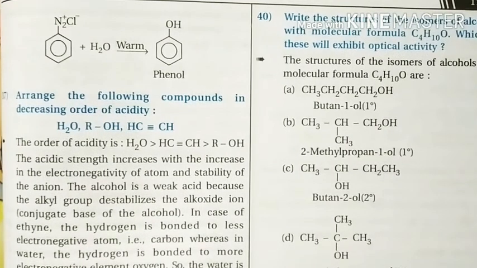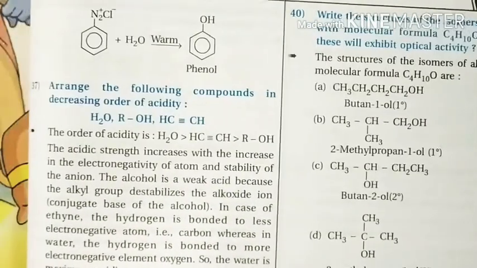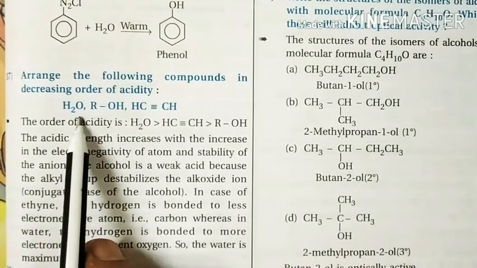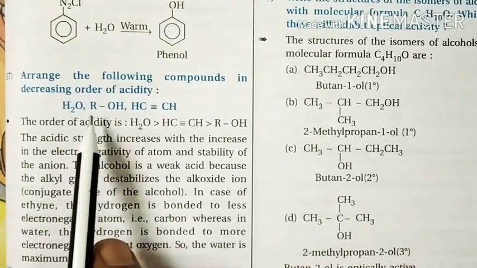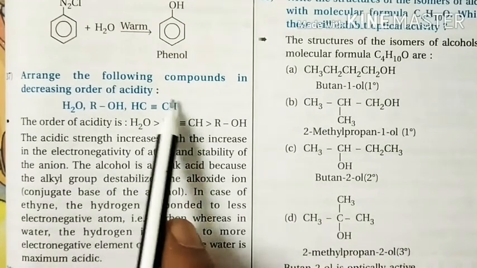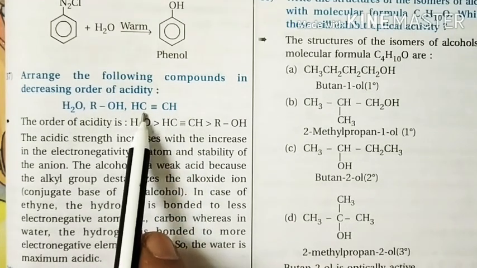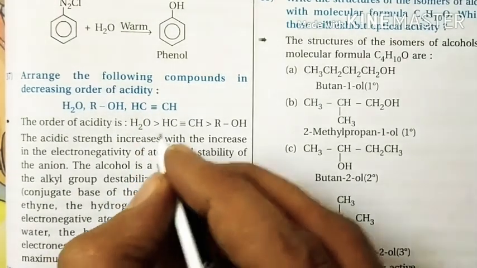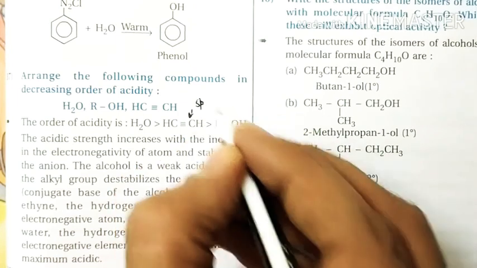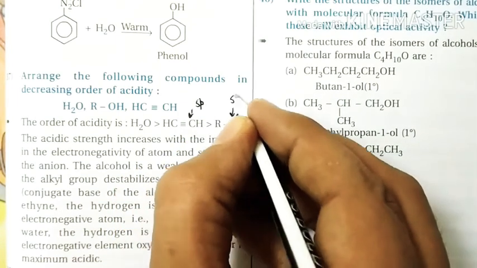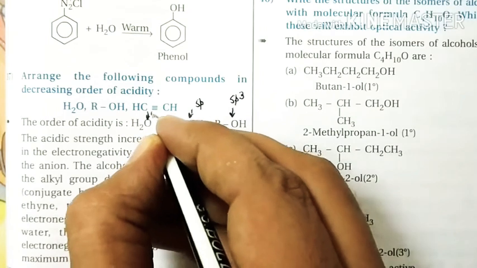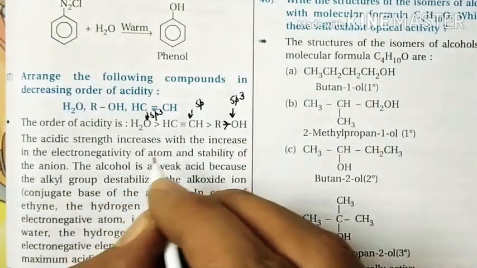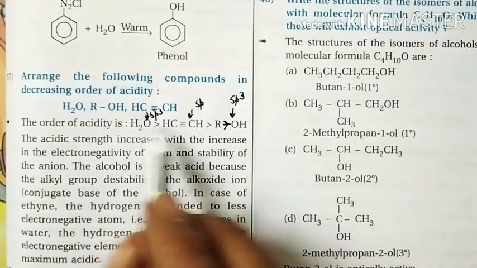Next one, arrange the following compounds in decreasing order of acidity. What is given? H2O, HOH, ROH. We know that compared to water and alcohol, acetylene is quite acidic, because here the carbon is sp hybridized. Here O is sp3 hybridized. In the same way sp3 hybridized, but here R is a donating group. Okay, fine. So the order of acidity given here is wrong.